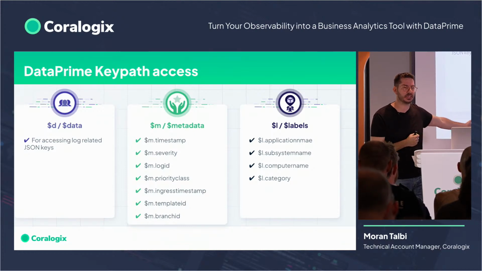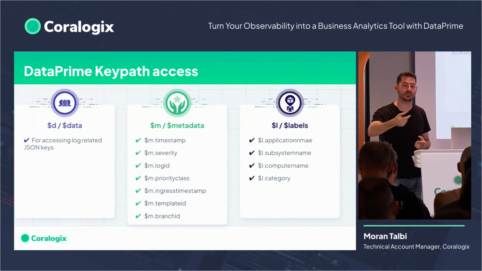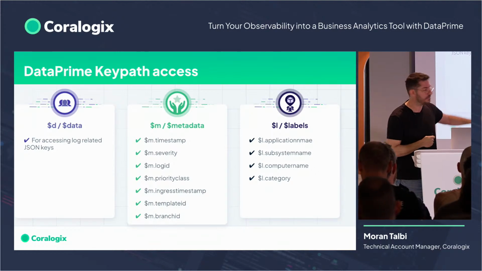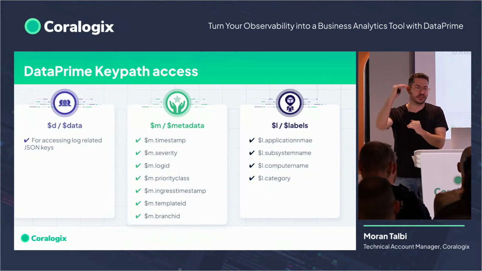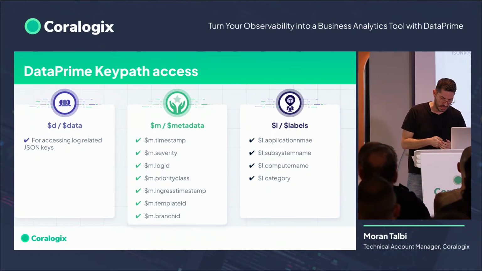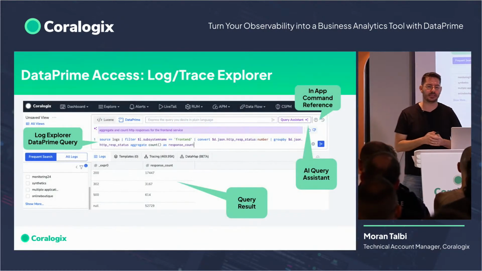And computer name and category, which are also part of the tags or labels that you as customers send to CoreLogics with each and every log, but those are less common, so I mostly like you to remember the top two. So this is how we access data with DataPrime. We see it in later examples.